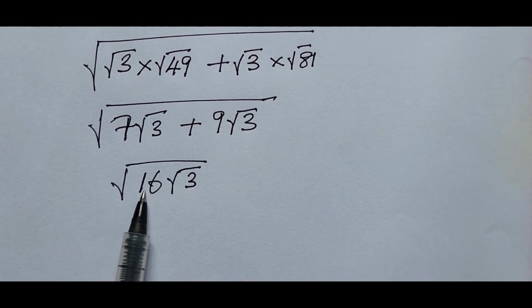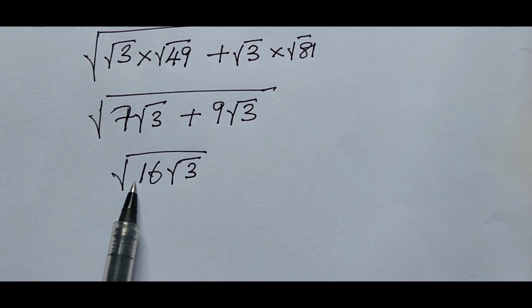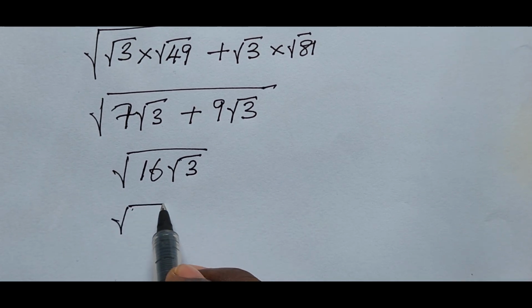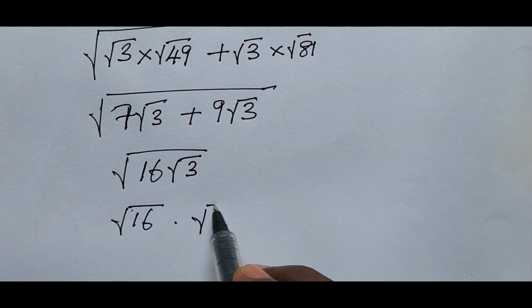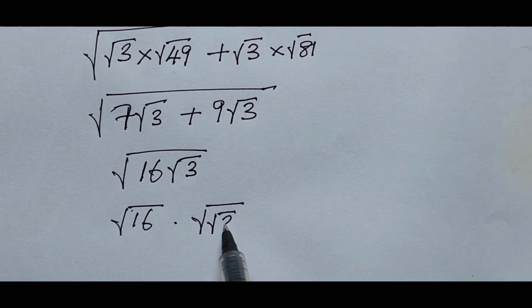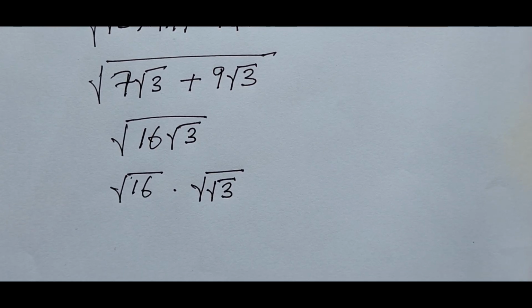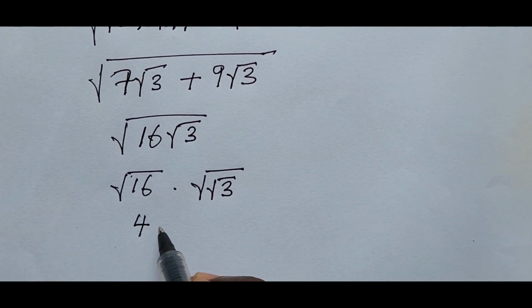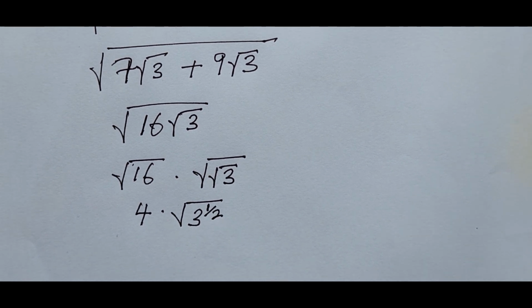Now look at this expression we are having here. We can rewrite this expression in this form, which is the same thing as the square root of 16 times the square root of 3. Wow. So we know this is a perfect square again, so the square root of 16 will give us 4. So we have here 4 times the square root of 3, and the square root of 3 can be written as 3 to the power of 1 over 2. We all know that, right?